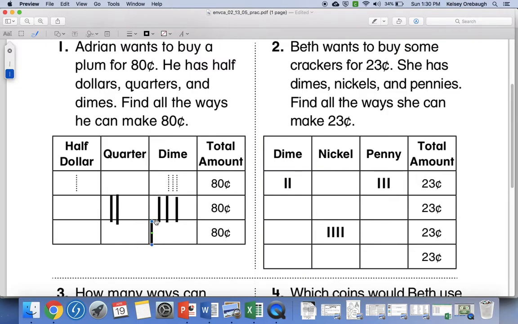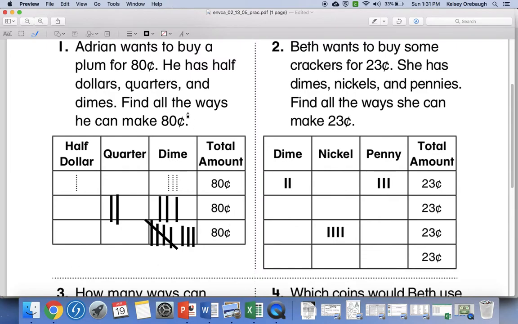10, 20, oops. Sorry guys. 10, no, 20, 30, 40. Remember, when you get to 5, you have to cross over. 50, 60, 70, 80. There we go. We have 5, 6, 7, 8 dimes. 8 dimes makes 80 cents because each dime is worth 10 cents.